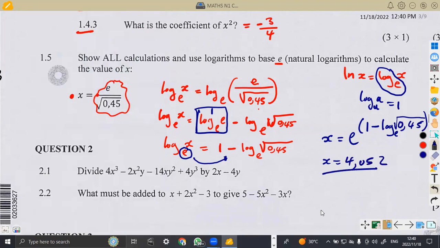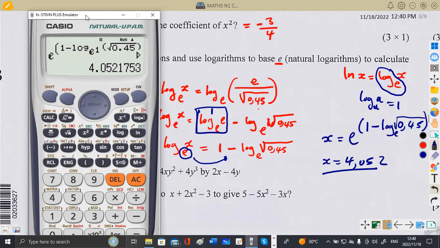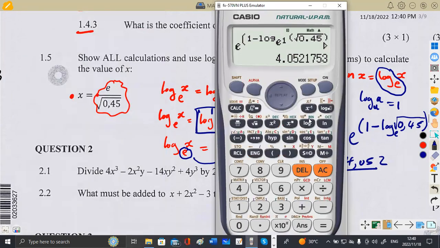4,052. So that is the value of x. You can confirm here if we are getting the same answer. We said x is e over this, so we're going to put a fraction: e to the exponent of 1 over the square root of 0.45. Let's see if you're getting the same answer. Yes, that's the same answer. So as you can see, that's it.